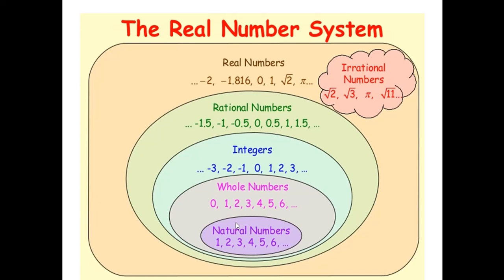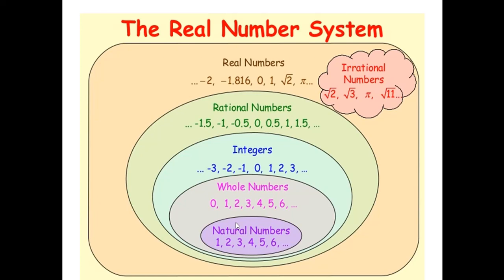Then whole numbers: in addition to natural numbers, only 0 is included. That's what whole numbers are. Then integers start from minus infinity and go to positive infinity. So it starts from negative numbers, 0 and positive numbers. It includes natural numbers as well as whole numbers and negative numbers. That's what is represented in that diagram.